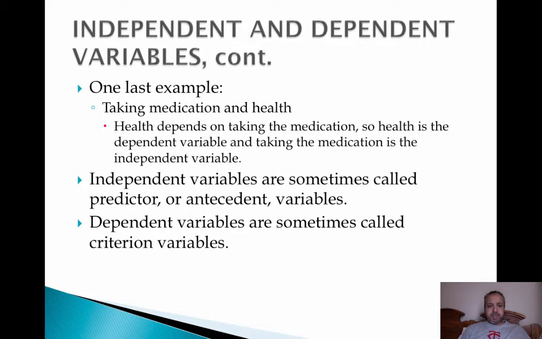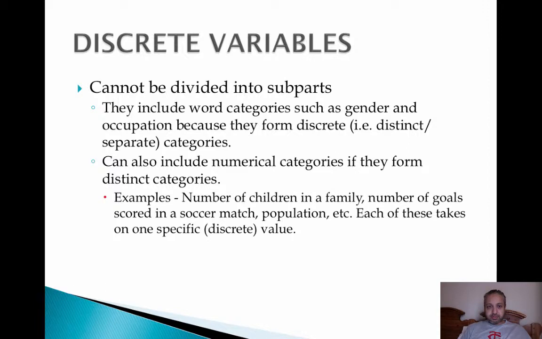Independent variables are sometimes called influencer variables, predictor variables, antecedent variables. Dependent variables are sometimes called criterion variables, but usually they're just called dependent variables. Let's look at some other kinds of variables.